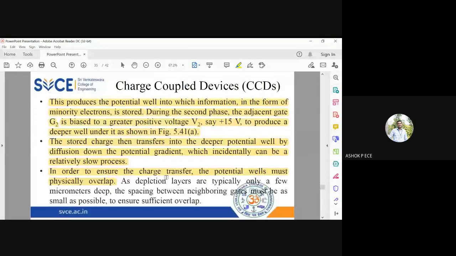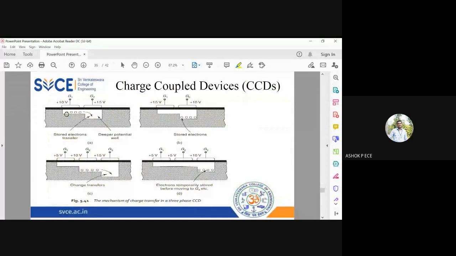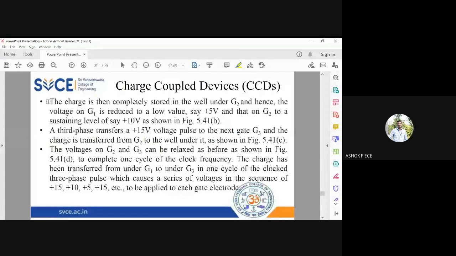As the depletion layers are only a few micrometers deep, the spacing between the neighboring gates must be as small as possible to ensure sufficient overlap. See, what we are seeing here will not be as deep as what you see here. It will be in the order of micrometers. So you have to carefully fabricate all these devices to ensure that electrons are being transferred from one well to another well. So now you can see the charge is completely moved to G2, and the voltage on G1 is reduced to a lower value and G2 is set to a higher value.